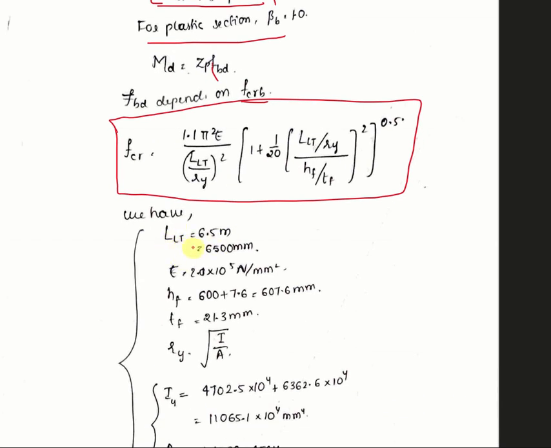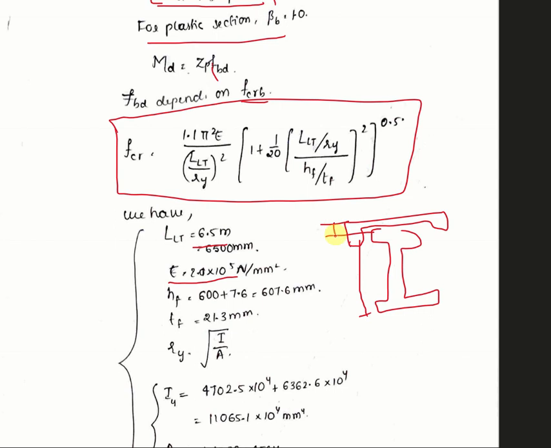So LLT is nothing but the span of the gantry girder, which is 6.5 meter. And we have the Young's modulus of steel, 2 into 10 power 5 Newton per mm square. hf is the overall height of the flange, the compression flange like this. The overall I section is 600 plus the thickness 7.6, so the overall depth hf is 607.6 mm. This is 600, this is 7.6. The thickness of the flange is 21.3. We have already drawn all of this, just for reference.